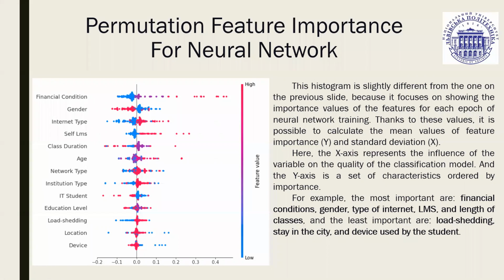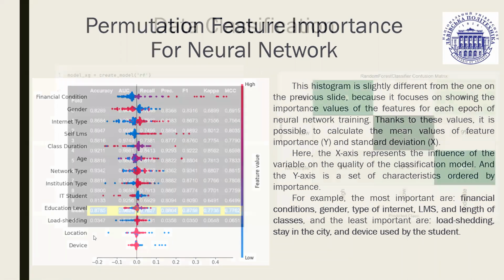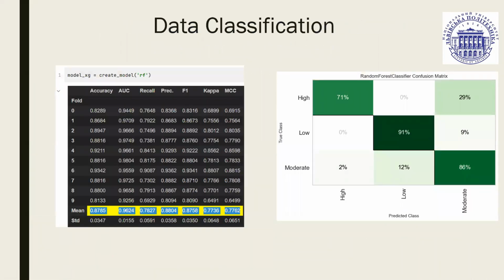The next step is permutation feature importance for the neural network. It's quite different from the previous slide because it focuses on showing the importance values of the features for each epoch of neural network training. Here, the x-axis represents the influence of the variable on the quality of the classification model, and the y-axis represents features ordered by importance. For example, the most important are financial condition, gender, and internet type, and the less important are load shedding, device, and location.